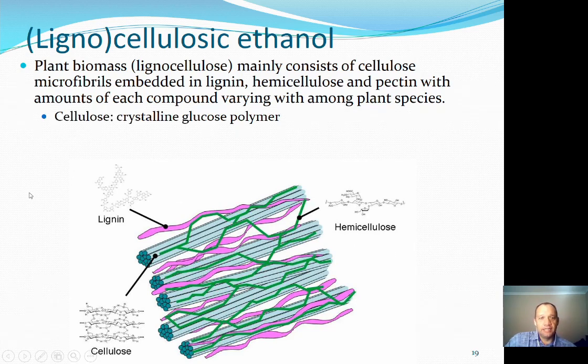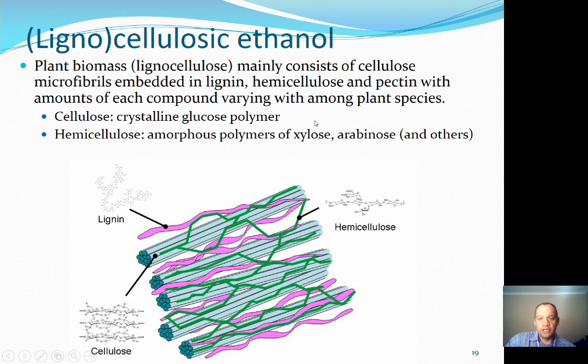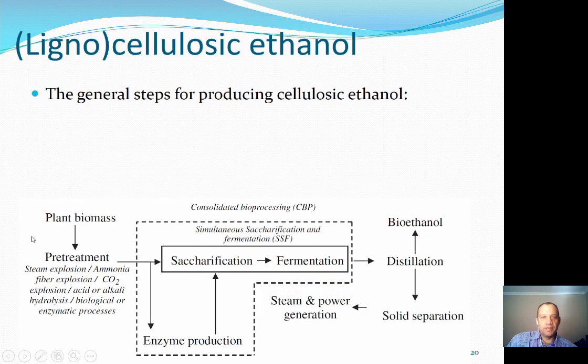So cellulose, as we said, is a crystalline glucose polymer. It's a homopolymer, consists only of glucose. Hemicellulose is much more variable. It's more amorphous, so it's not as tightly packed in a crystalline structure. It consists mainly of xylose and arabinose, again, depending on the plant species, and there are some other pentose and hexose sugars there as well, whereas lignin is a large polyaromatic compound. We can't break lignin down to a fermentable sugar. We have to do something else with it.